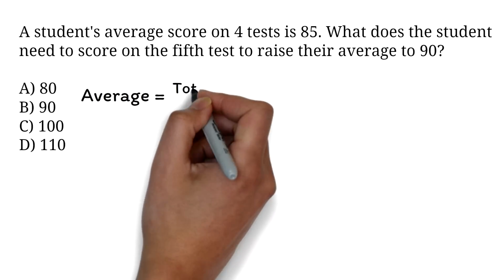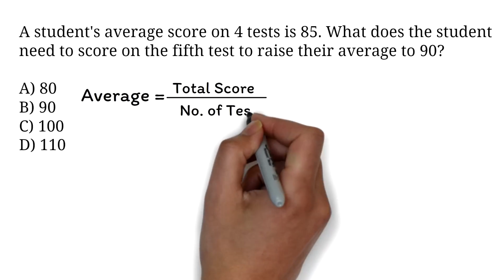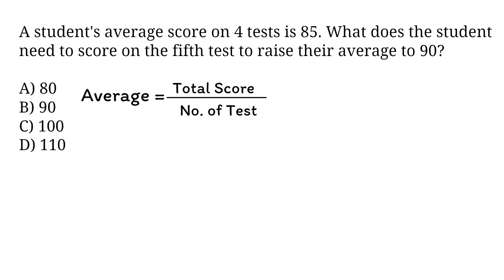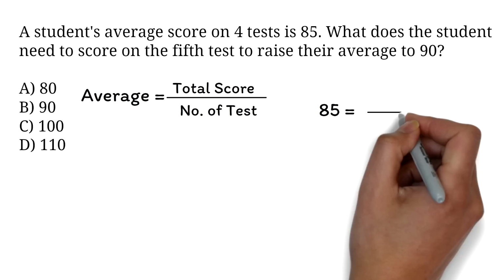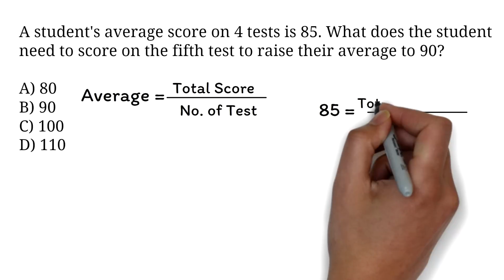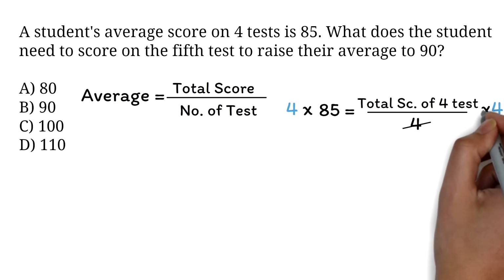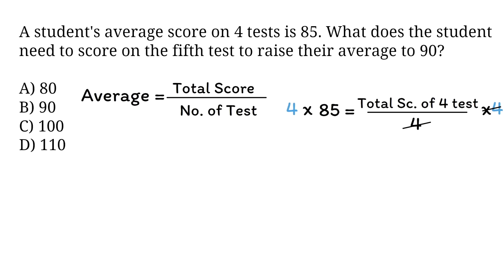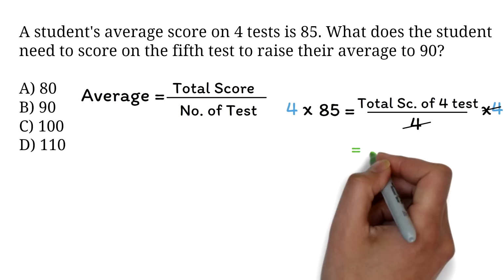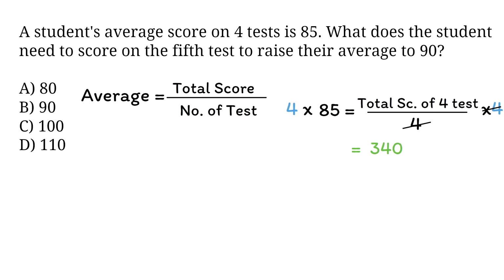The average score is the total score over the number of tests taken. For the 4 tests, we have been given the average as 85. The number of tests taken is 4. We can find the total score. Multiply both sides by 4. The 4 will cancel out. 4 times 85 is 340. So the total score for the 4 tests is 340.